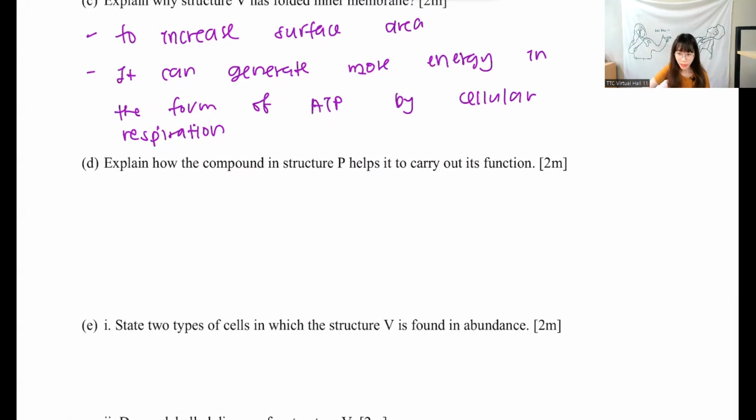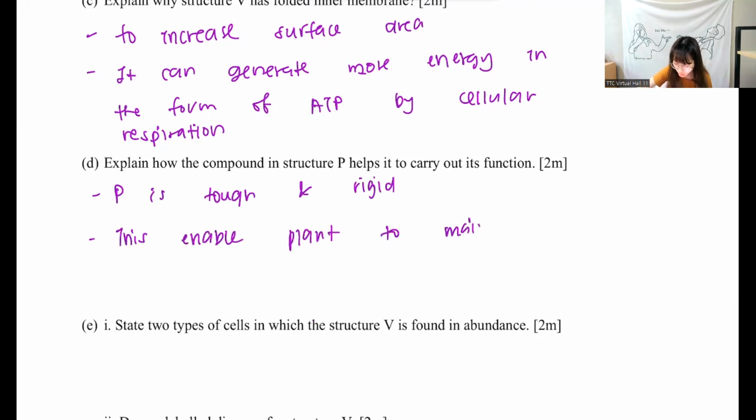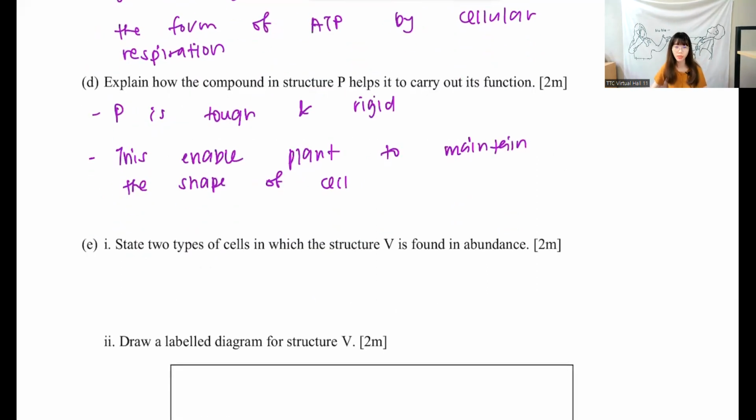What are the characteristics? Direct at the side one, remember? Correct. Tough and rigid. It's not turgid. Tough and rigid, only able for them to maintain the shape of the cell. So you can say P is tough and rigid. This enables the plant to maintain the shape of the cell, tough and rigid.